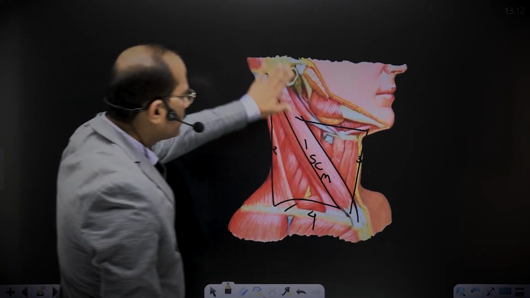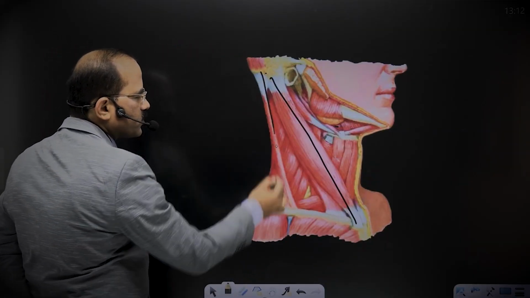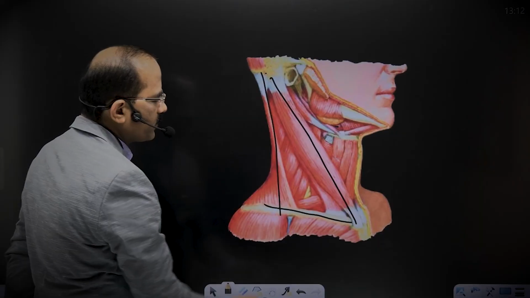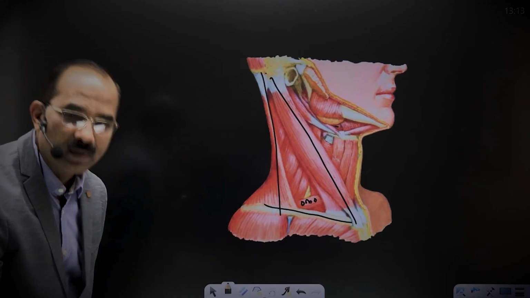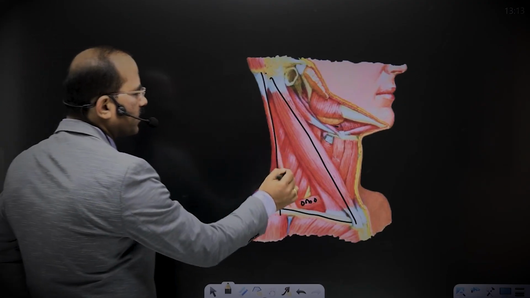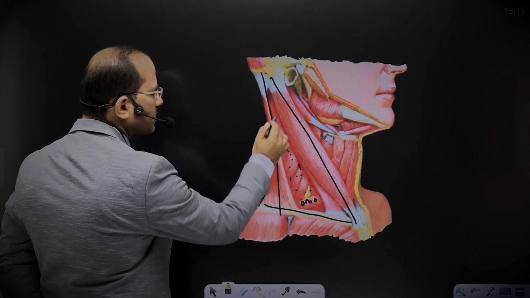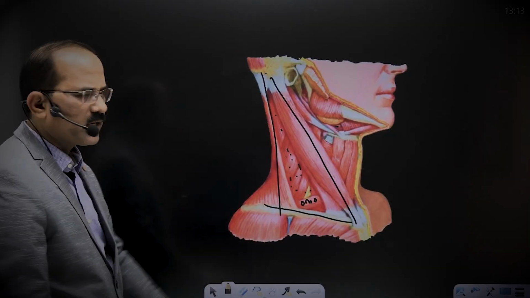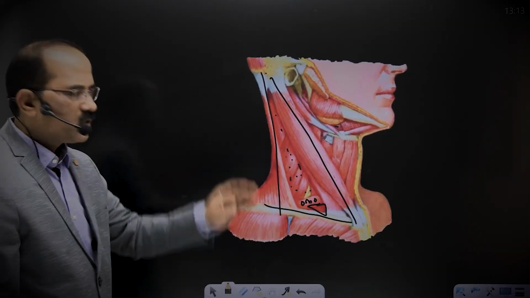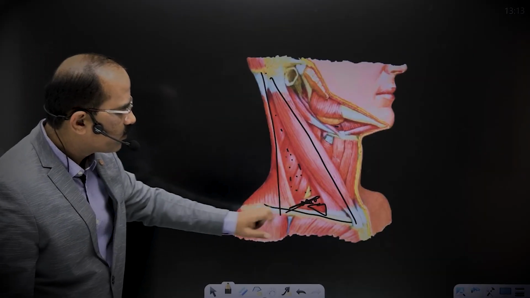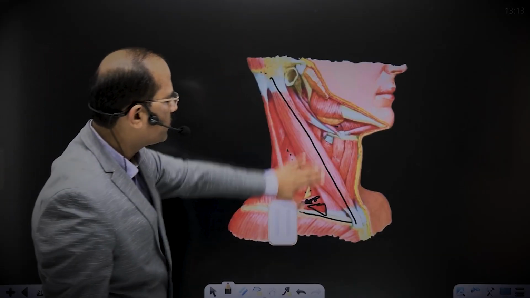Clear? Now just try to understand this. This posterior triangle is bounded by sternocleidomastoid, trapezius, and the clavicle. Now, what is this muscle? This is the omohyoid, the inferior belly of omohyoid. So, what is this triangle? I'll put a dotted line here for you. This is the occipital triangle. And we have a small one, the supraclavicular triangle. So the posterior triangle is divided by the inferior belly of omohyoid into an occipital triangle above and a supraclavicular triangle below. I hope this is clear.